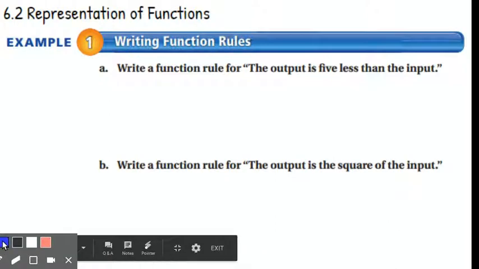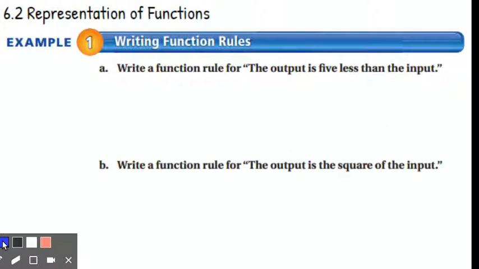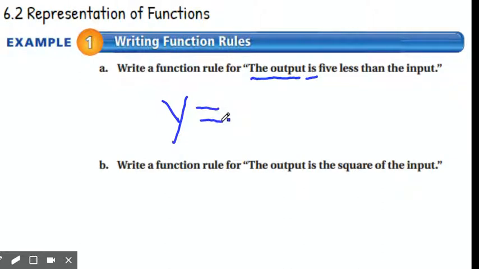So when we do that, the output, if you remember correctly from way before all of our snow days, the output is our y value. Okay, like we did with those mapping diagrams. The word is just means equals. And then 5 less than the input. Remember, the input is your x value. So if we want to write 5 less than that, we would write y equals x minus 5. And that's all you have to do. You don't have to solve it or anything.